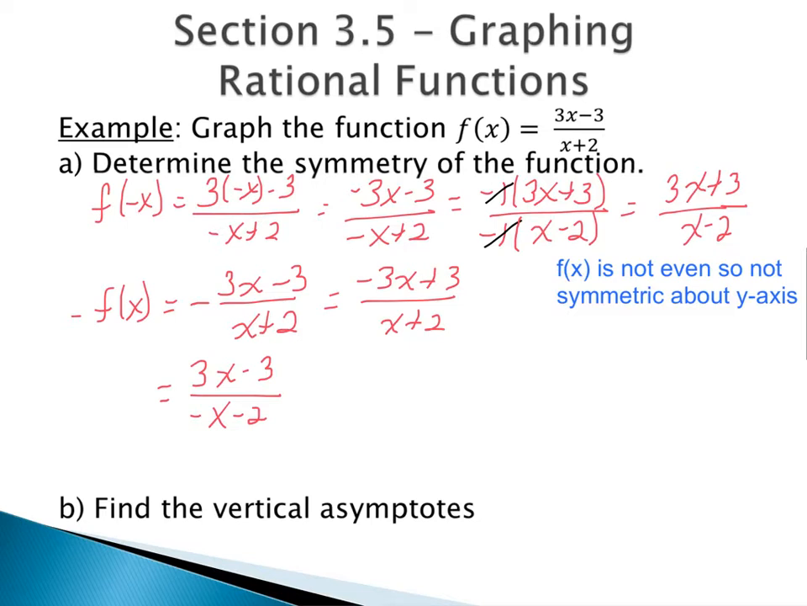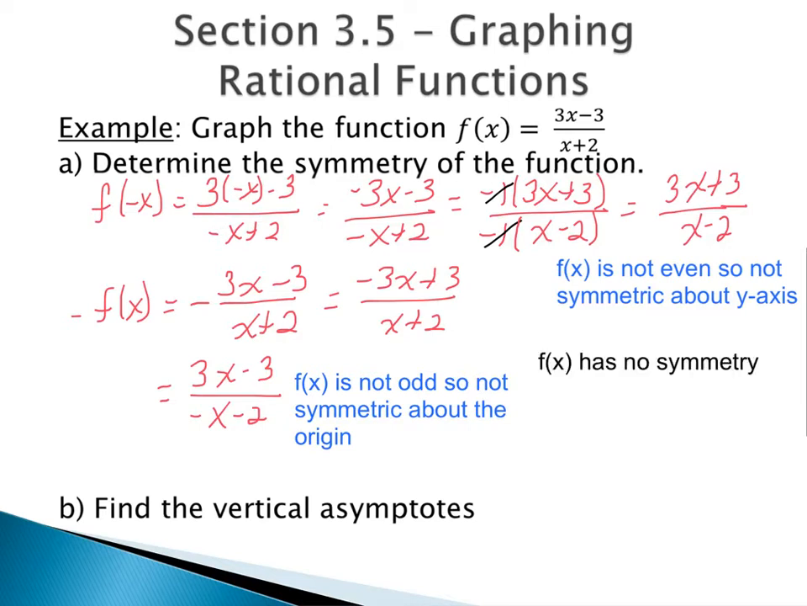Again, they are not equivalent to each other, so the function is not odd, so it has no symmetry around the origin. Since the function is not odd and not even, that really means that our function has no symmetry.